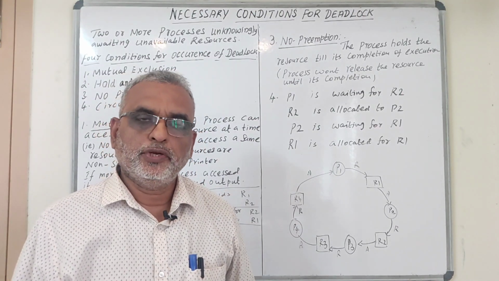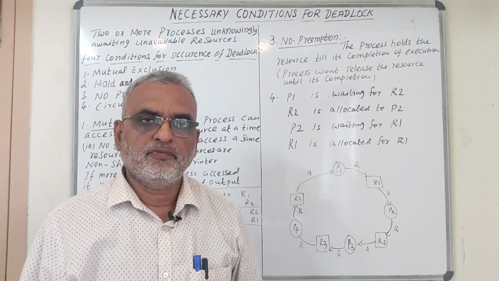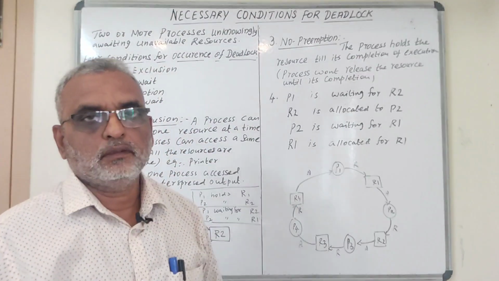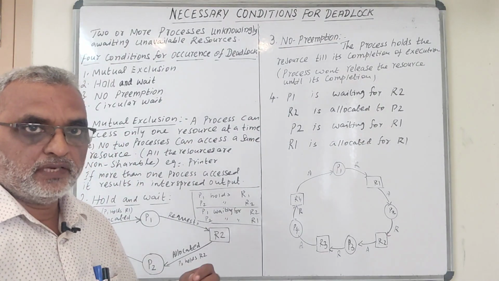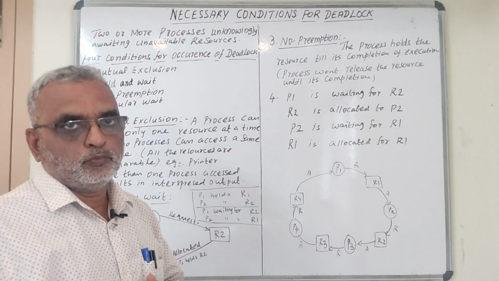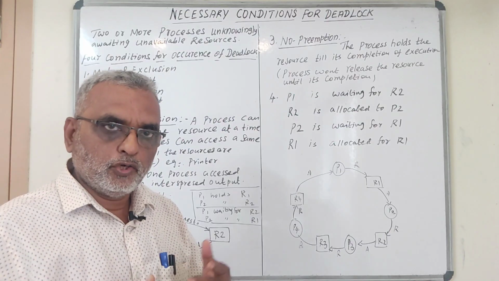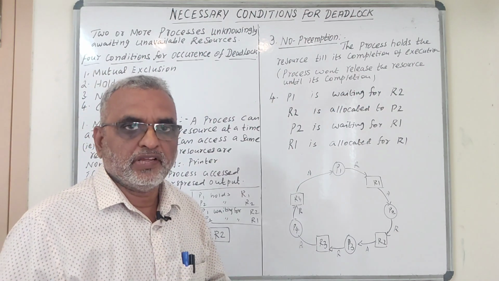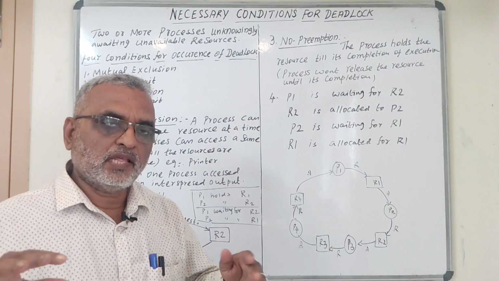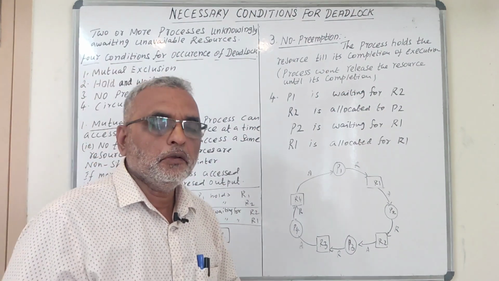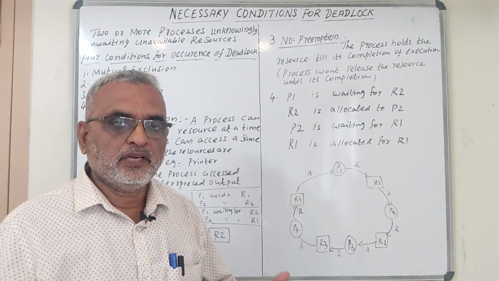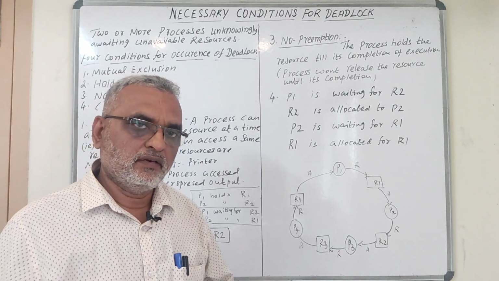In this video, we are going to discuss another important concept from operating systems, that is, necessary conditions for deadlock. Let me explain what deadlock is. Two or more processes unknowingly waiting for unavailable resources. Resources are there and all the resources are allocated to some other process, but without knowing that, the processes are waiting for getting those resources. That is called deadlock.